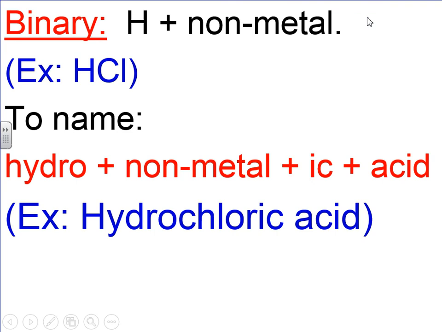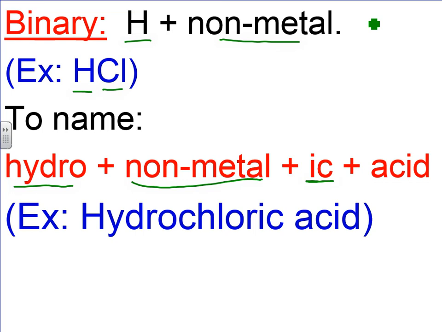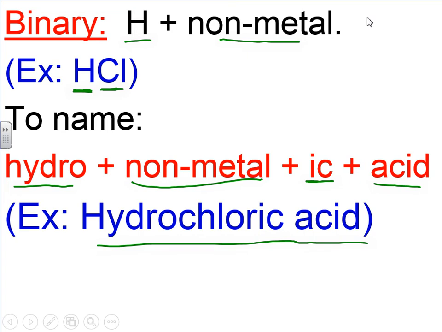Alright, so binary acid is made of hydrogen and a nonmetal. So the example here is hydrogen and chlorine. To name it, you put the hydro in front, then you change the ending of the nonmetal name, put ic at the end of it, and then add the word acid. So in the case of HCl, you have hydro, chlorine becomes chloric, and then you put the word acid. So you have hydrochloric acid. And that's why we name HCl hydrochloric acid.